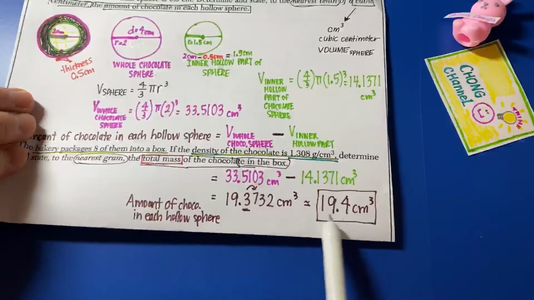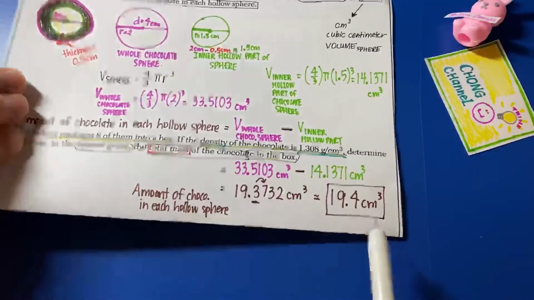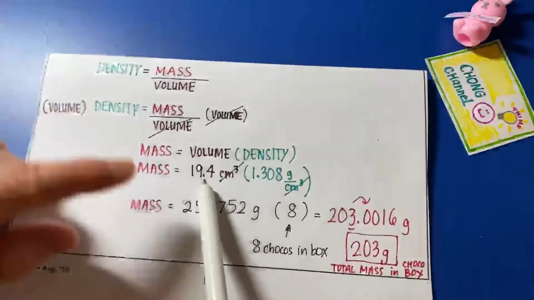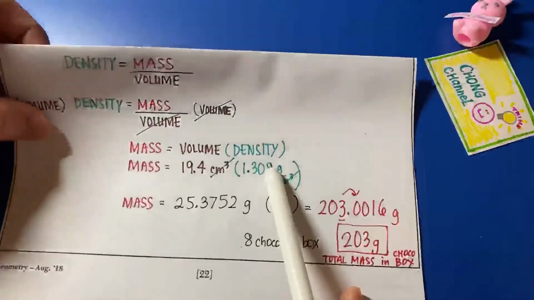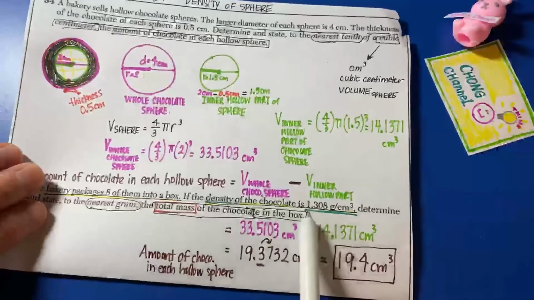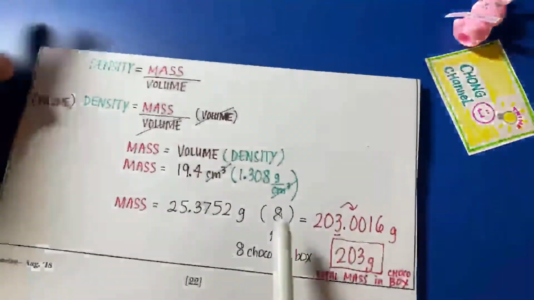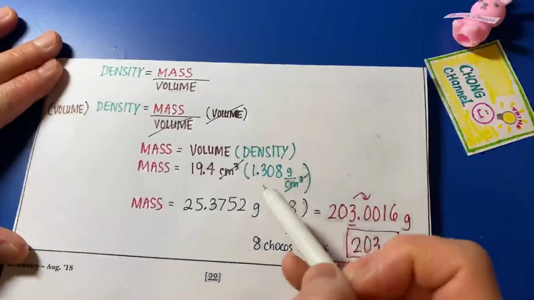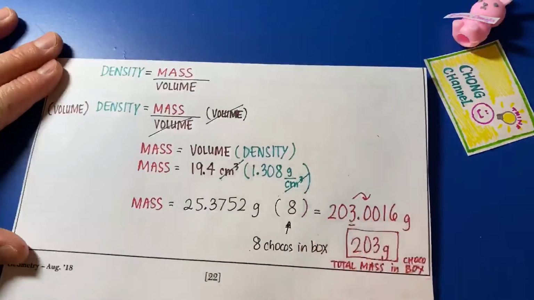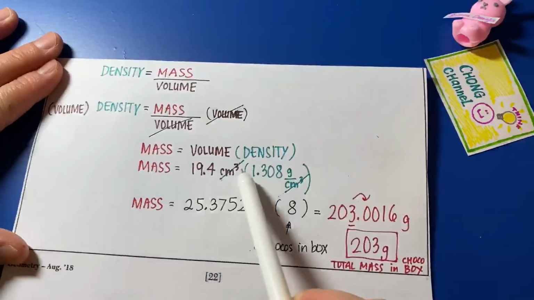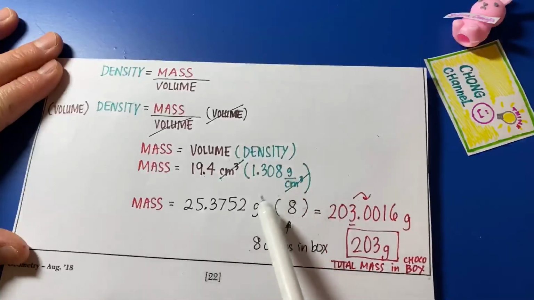So what I did was I copied down the volume we got from the whole section we did above here. Our volume was 19.4 cubic centimeters. And remember, that's for one chocolate. I copied down the units. The density they gave us in the problem was 1.308 grams per cubic centimeter. We plug that in. Now remember, cubic centimeters cancel. So when I multiply these two numbers, this is the decimal we got, and that's in grams.